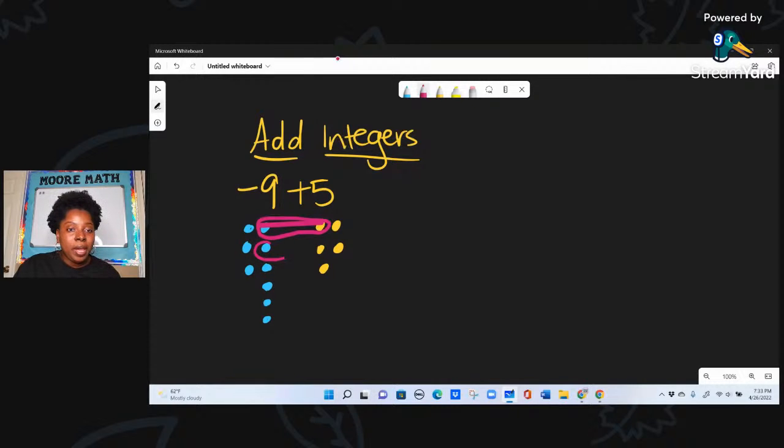So we have 1 zero pair, 2, 3, and then we have this yellow and that blue, this yellow and that blue. So what are we left with? I'm left with 1, 2, 3, 4 negative chips, right? So -9 plus 5 is -4. There were more negative chips than positive chips. We had to take away all the zero pairs. That's why it looks like we're subtracting, because those negatives and positives, those zero pairs, got together.